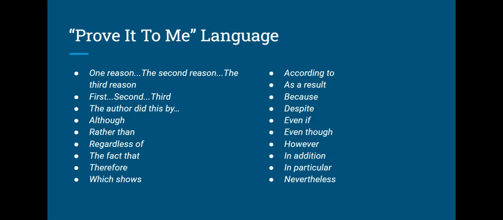So some prove-it-to-me language that you can use to construct your response is listed here. The first two you'll notice: one reason, the second reason, the third reason; first, second, third. They're groups of three, and the reason why is because they almost always want you to include three different examples to back up your overall assertion or your overall answer. A lot of times, every time, they'll ask you to have those three examples from the text. They will never give you a text that doesn't have at least three different examples. So there will always be three different reasons or three different pieces of evidence to support your overall topic. You just got to go in and find it.